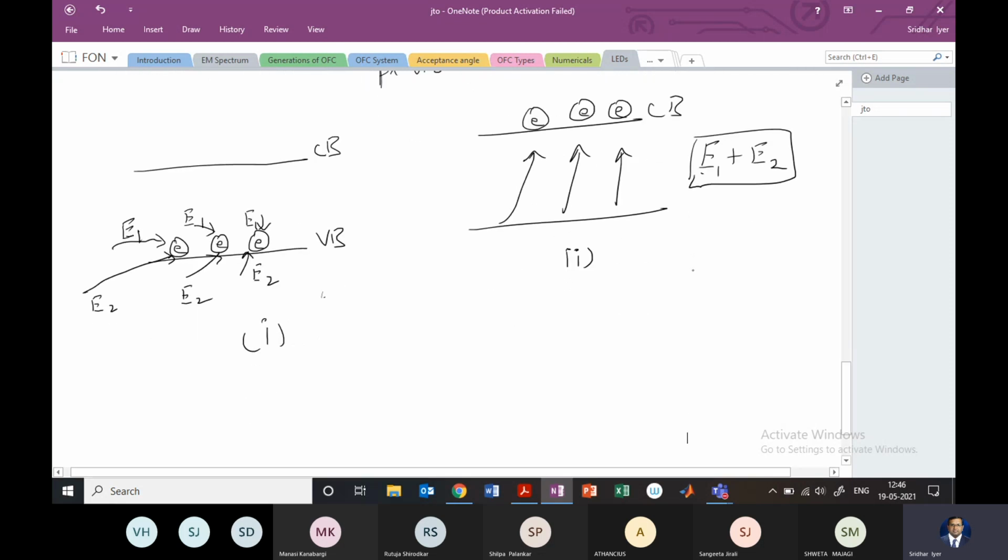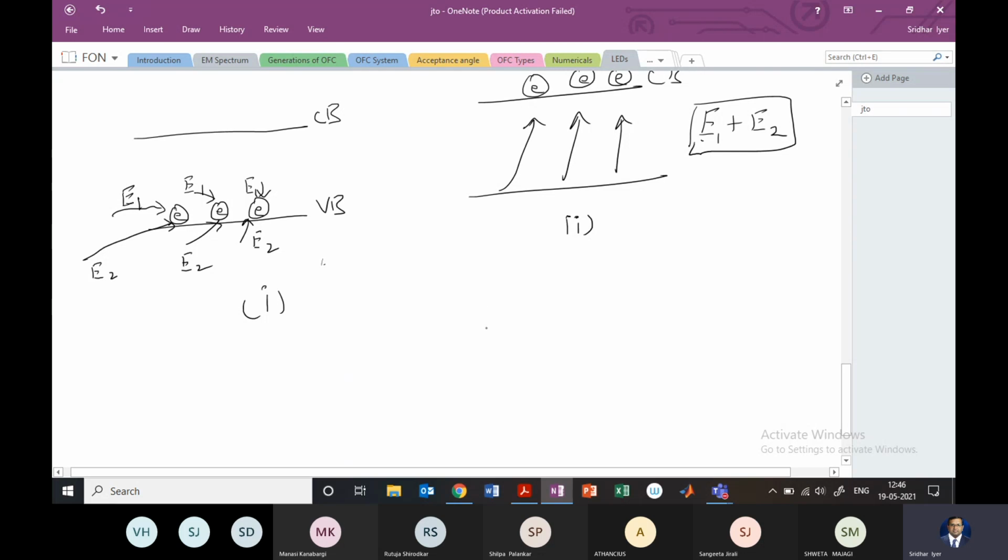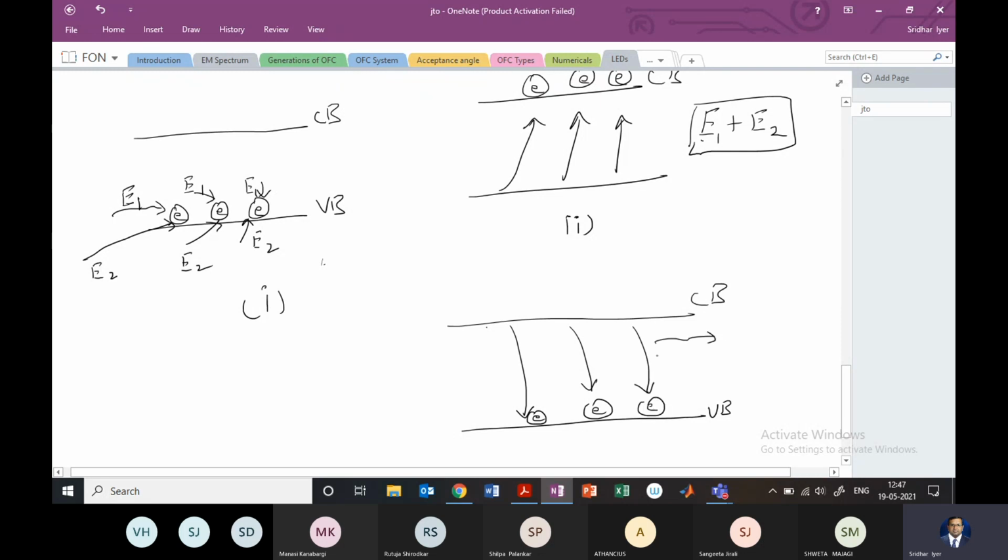So this is the second process. And now obviously the electrons, being unstable in the conduction band, will want to move down, right? And once they move down, they will have to release that energy, right? Now what energy are they going to release? They are going to release the energy E1 plus E2.